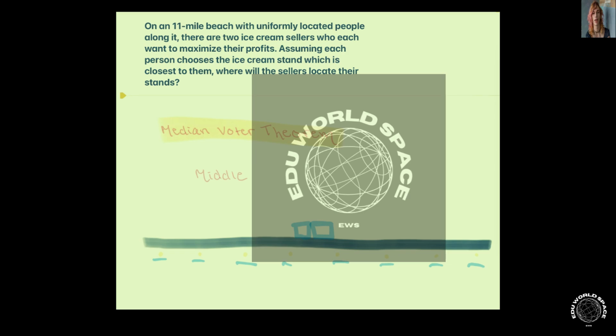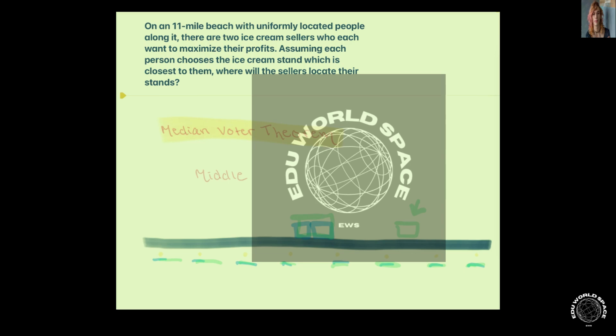Versus if one of the sellers had instead placed their stand all the way over here, they'd be likely to get maybe just a couple, maybe just these two, and maybe they could get this one as well. So they'd get three, but the other seller sitting in here would then get five, as compared to the one over here who would only have three.